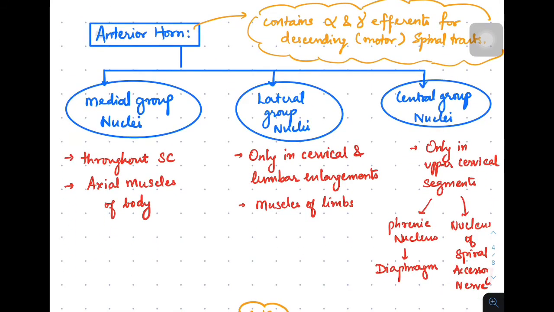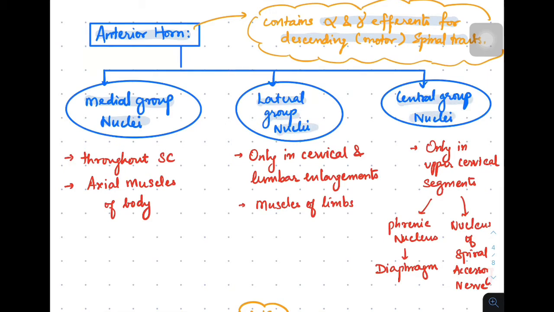First we have the anterior horn. So what is this anterior horn? It contains the alpha and gamma efferents for the descending or motor spinal tracts. The motor spinal tracts which originate from the cortex and descend downwards finally end as alpha and gamma efferents here. It is divided into medial group nuclei, lateral group nuclei and central group nuclei.